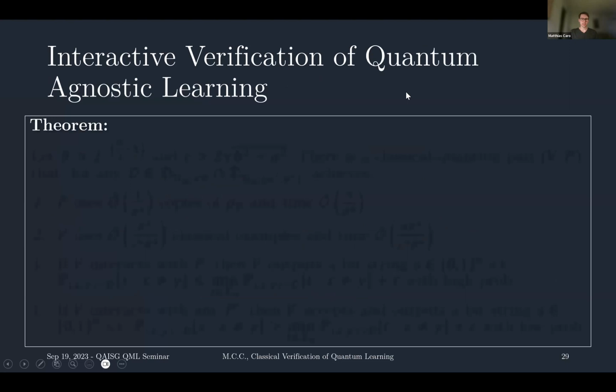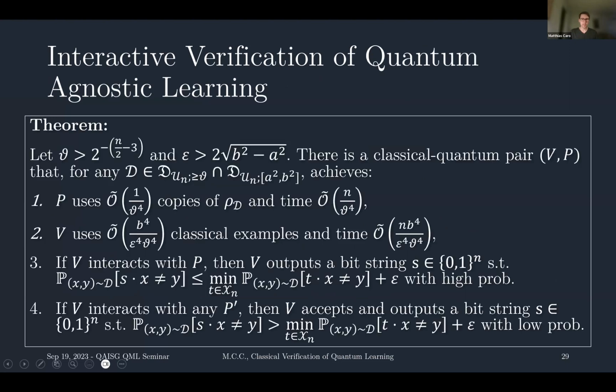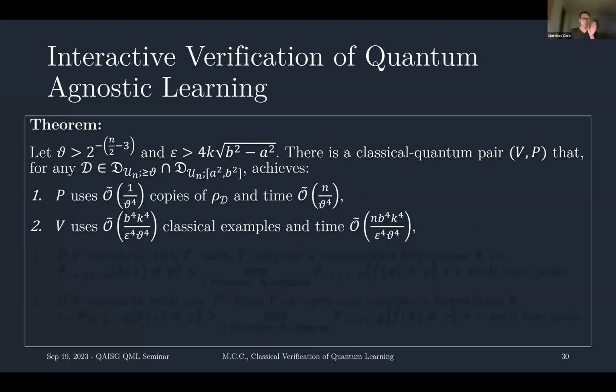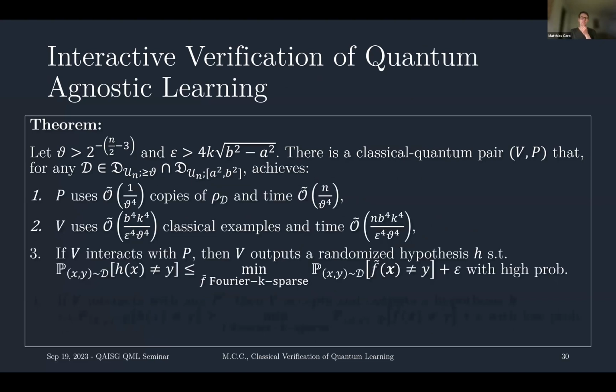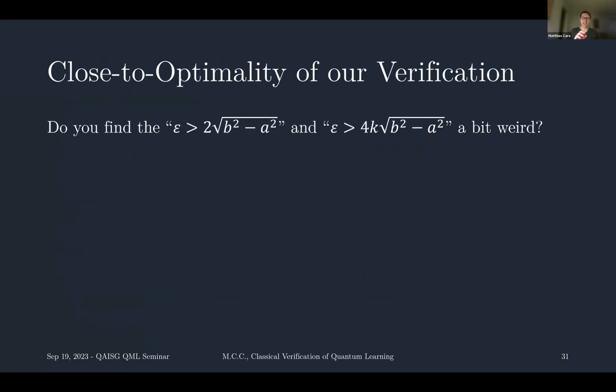All right. As I said, I'm going to skip the Fourier-sparse thing. I want to say one last thing about our results. Namely, in a sense, they're close to optimal to a certain degree. I had this weird assumption that epsilon is bigger than 2 times the square root of b squared minus a squared. That's a bit annoying, right? Because epsilon is the accuracy we can achieve, and I'm saying it has to be larger than something. So I'm putting a lower limit on how accurate we can be.